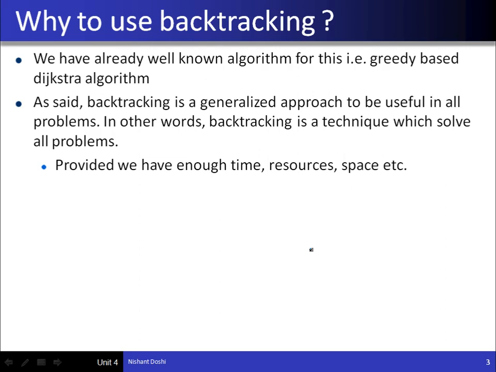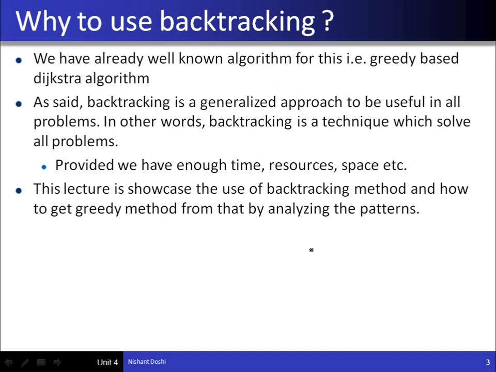But before arriving at greedy, can we use backtracking to find solutions, and from those solutions try to identify the patterns, and from the patterns, if we can conclude that a greedy method is possible, then that's why this video is very helpful. So this lecture is a showcase of how to get a greedy method by analyzing the patterns that we receive from backtracking.